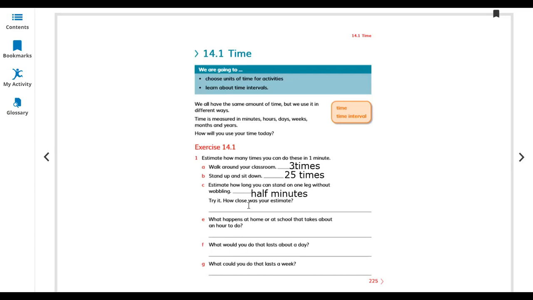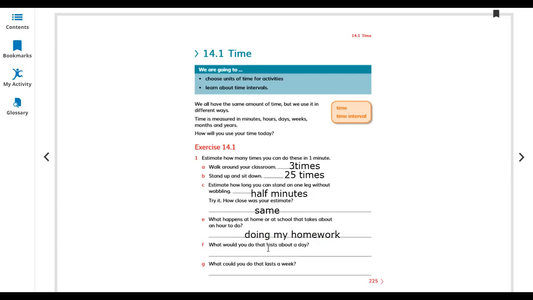Try it. How close was your estimate? If it is the same, write same. If different, write that line. What happens at home or at school that takes about an hour to do? At home, which activity takes 1 hour? You can say doing my homework, it will take 1 hour.